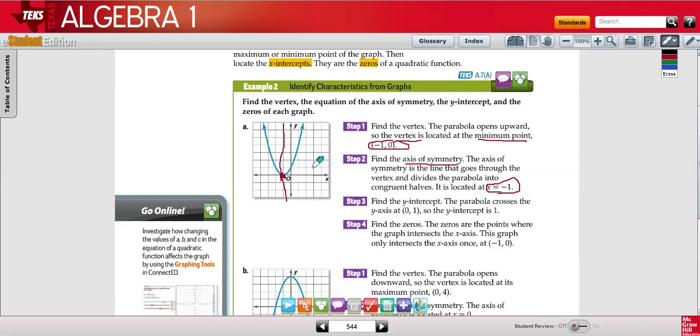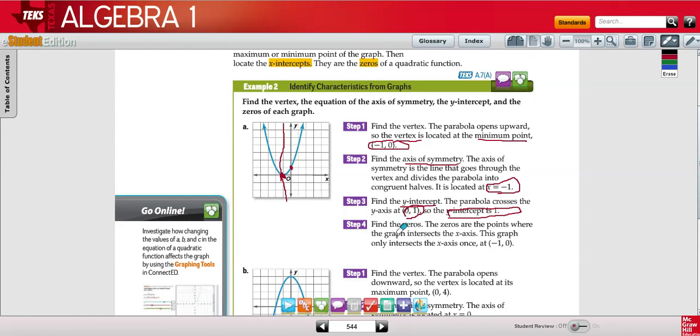Next it says find the y-intercept. Our y-intercept is the point where we cross the y-axis. So where we cross the y-axis happens right here at this point. That point is at 0, 1. So next to step 3, I want you to write y-intercept and write the point, 0, 1. Then I want you to actually write it out. The y-intercept is 1. It happens at the point 0, 1, but the actual y-intercept is 1.